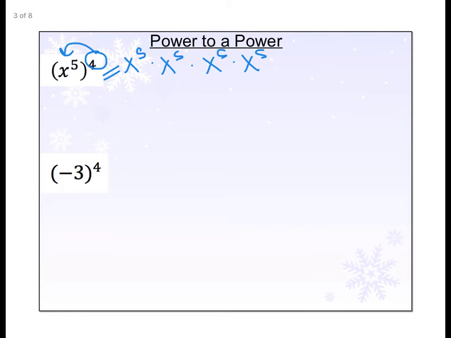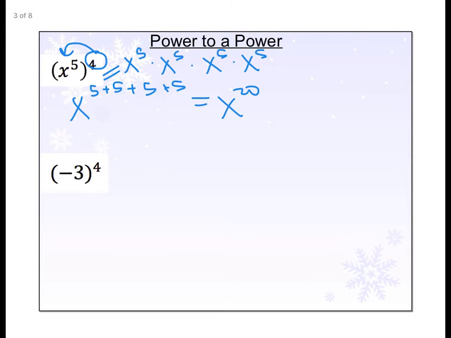So I want to simplify that. So if I look at this, I have x to the 5th times x to the 5th times x to the 5th times x to the 5th. That's kind of similar to what we were doing in the last problems where you're multiplying. So if we go back to that, that means we just add all of them, which gives me x to the 20th. That's my final answer here.